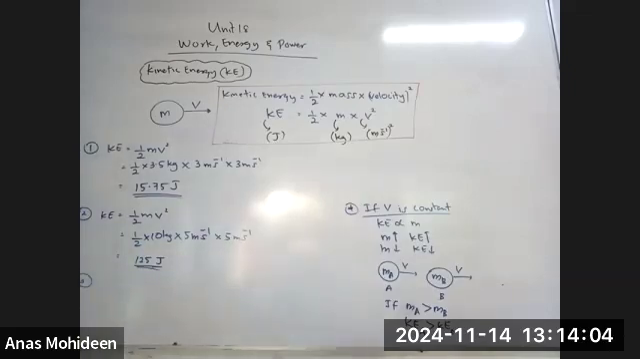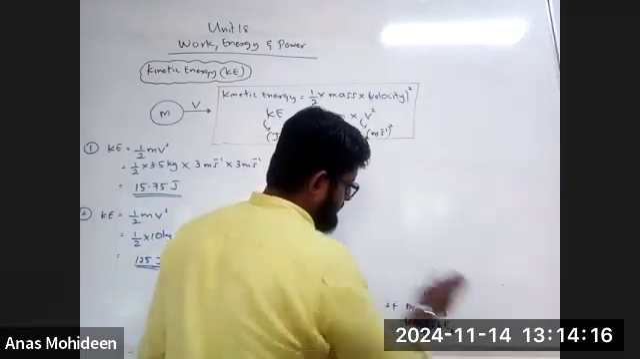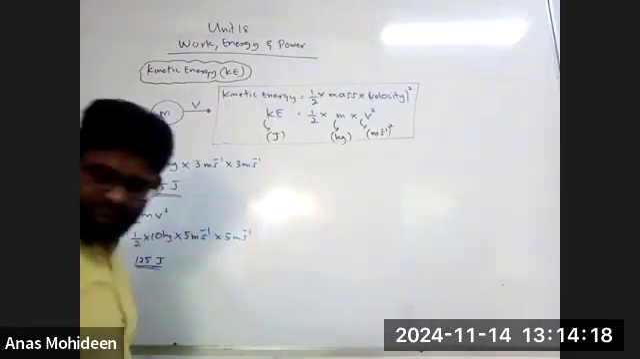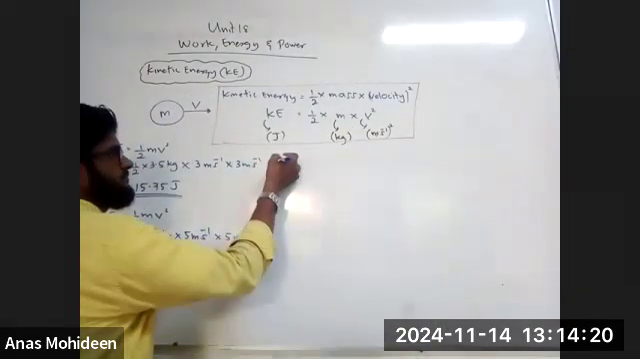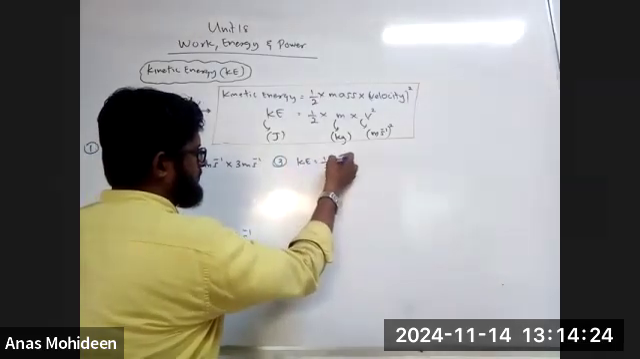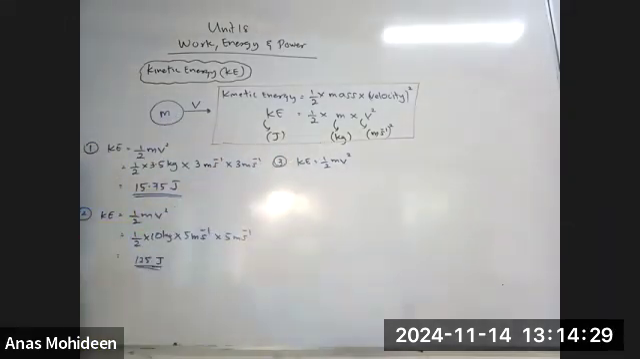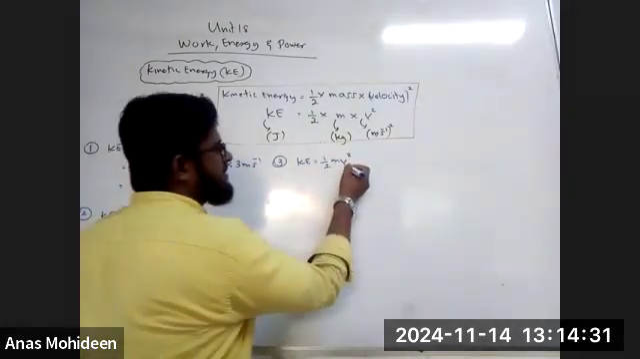Number 3. The kinetic energy contained in a moving object of mass 7,500 grams is 240 joules. Find the velocity. Look at this. Whom do you want to find here? Velocity you want to find. So this one you have to make the subject.